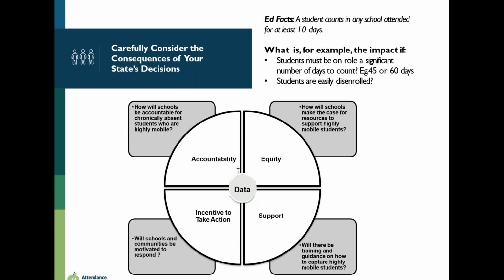And the challenge is if you make a definition too stringent, a kid has to be there, let's say 60 days, you are going to lose out on seeing what happens with kids, for example, who are highly mobile, who are homeless, who are often your most vulnerable. And that'll have an impact on your equity. Your decisions will make a lot of difference on whether or not schools think that they're accountable for those highly mobile kids, whether they have an incentive to take action to help support them. And you're going to have to think about, if we define this, who gets included in a certain way, what kind of training and guidance you want to offer to districts so that people include the same kind of data when they're reporting to the state.